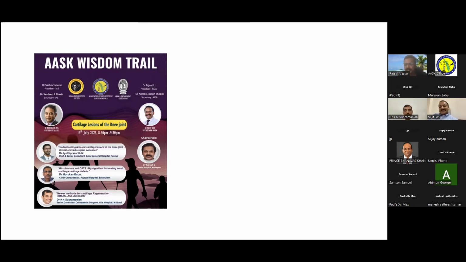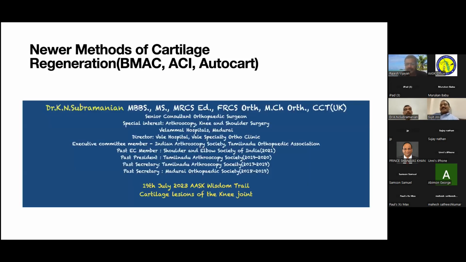So the topic given to me is newer methods for cartilage regeneration. We are going to take three things: BMAC, ACI, and AutoCAR. Out of which I have done more BMAC. ACI I have done a few cases in the past, but recently I'm not doing very much. AutoCAR, very little experience, which has come only recently.